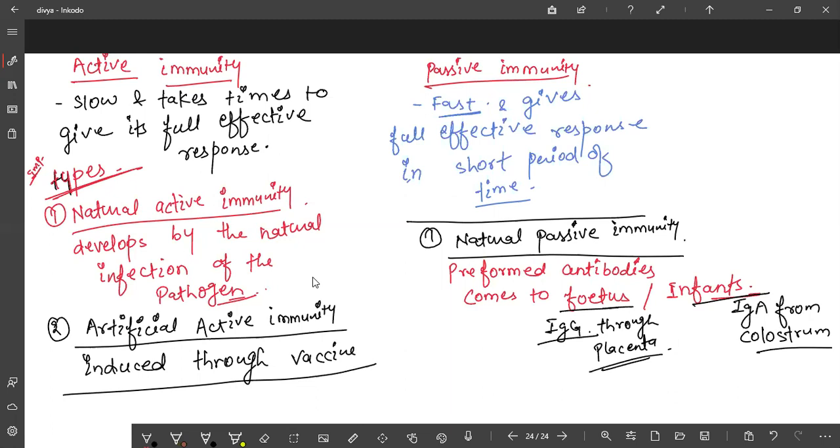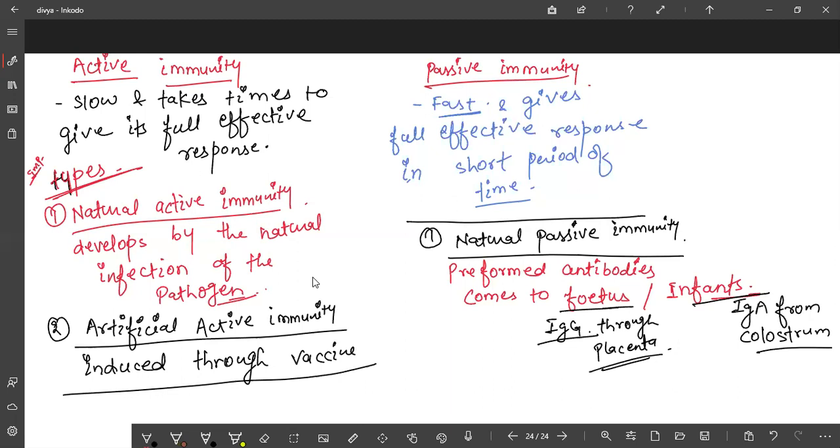So natural active immunity. As I have already told you with the example of coronavirus, suppose you naturally get infected with any microbe or antigen and your body starts producing antibody, then it is natural active immunity. And suppose during your childhood you have taken so many vaccines, like BCG for TB, tuberculosis. If the immunity is induced through the vaccine, then it is called artificial active immunity. Is it clear to you?